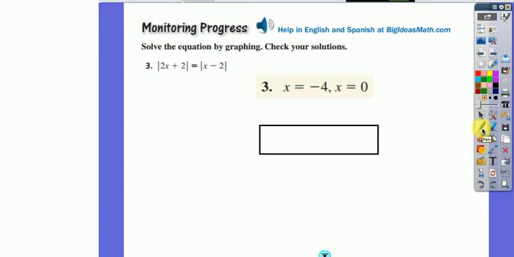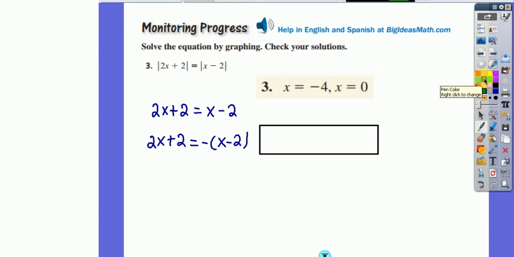So, based on our definition, 2x plus 2 is equal to x minus 2, and 2x plus 2 is equal to negative x minus 2. I have to distribute that negative to that expression on the other side of the equation, and I get 2x plus 2 equals negative x plus 2. I'm going to be graphing 3 lines.